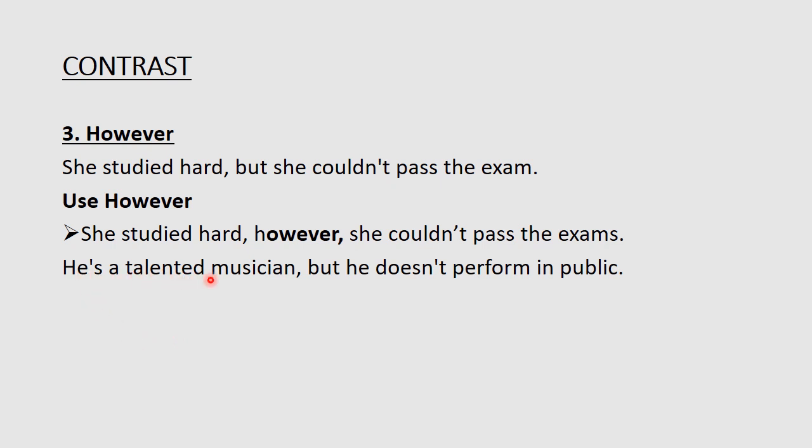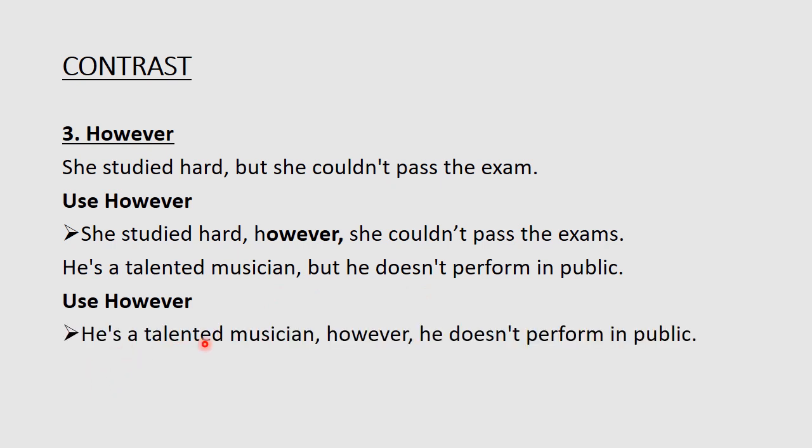Another one: he is a talented musician, but he doesn't perform in public. So use "however". It's going to be: he is a talented musician, however, he doesn't perform in public.